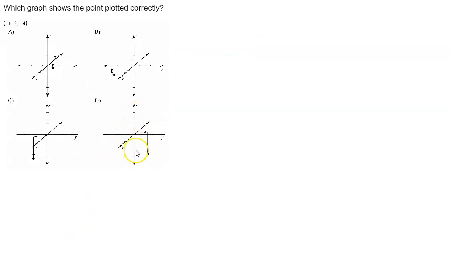The final type of question you'll see on the assignment is which graph shows the point plotted correctly? It will give you a point, and you have to say which picture matches that. So it's important to know what directions we are going. X value is -1. That tells us to go 1 back. Y value is positive, so that means go right 2. And the z value is -4. That means go down 4.